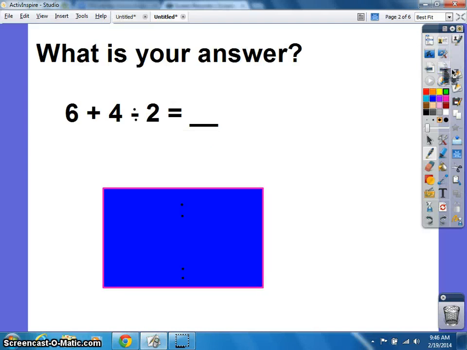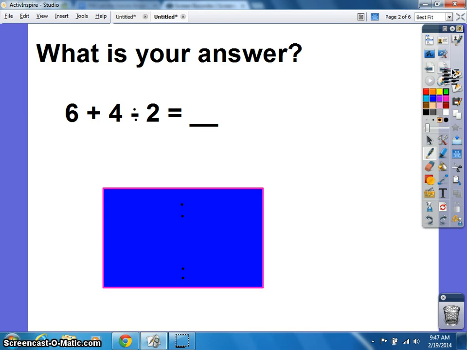If we look at this problem right here, 6 plus 4 divided by 2, what do we find for our answer? What I want you to do now is solve this problem in your math journal or your math notebook. Find out what 6 plus 4 divided by 2 is. Pause the video right now and solve this problem in your math journal.